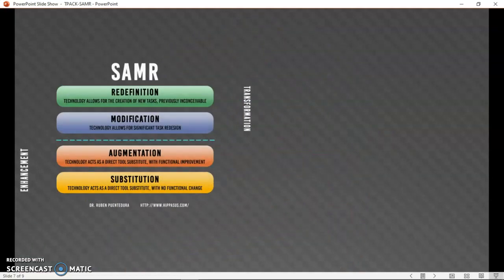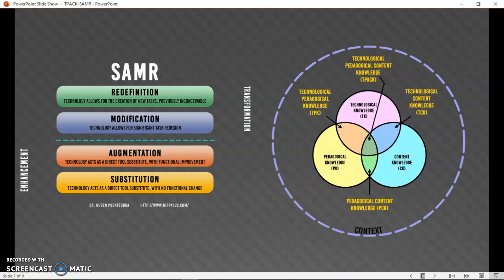Both of the framework models can help and guide us as we integrate technology into our lessons. Both models have great value to them. The TPACK model focuses more on the knowledge required to meaningfully integrate technology, and the SAMR model focuses more on what that meaningful technology integration looks like.